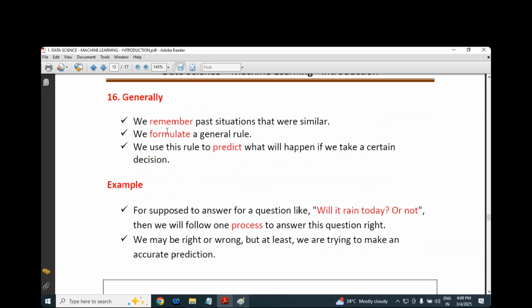Generally, we remember the past situation. We are all human. We can remember previously what happened in this scenario. Like that actually, we formulate a general rule. I mean to say that by remembering those situations, generally we can create some rules actually. Those rules help us to do the prediction. Best example, can I tell you one thing? In our 10th class, even we did prediction. What kind of questions will we get actually? Are you with me or not, sir?